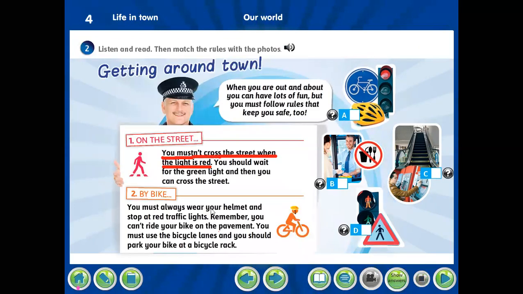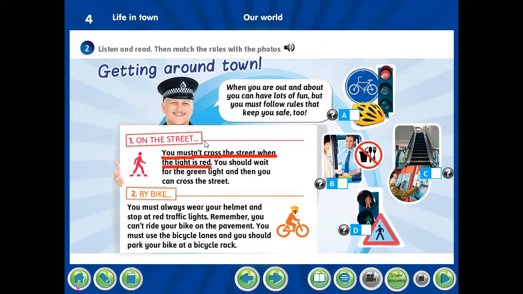Okay, identify please, underline the rules. Remember, when we talk about rules, we use must or mustn't. When we talk about prohibitions, we use mustn't or can't. Okay? Now, tell me another rule, please, here. Nurka, underline, please, in the book, one rule more, okay?